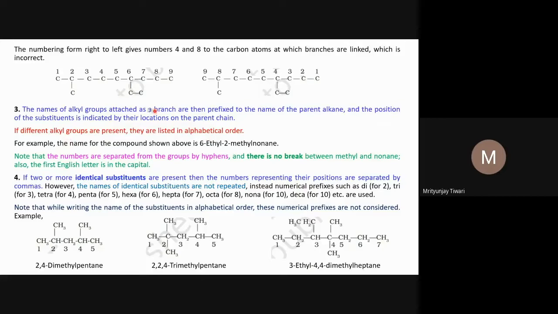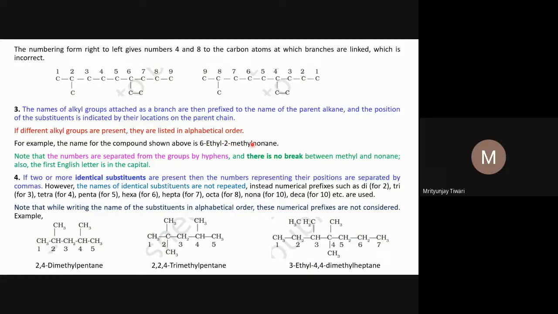So what do we write? If you have to write the IUPAC name of this compound, what will we do? This ethyl group is attached to the sixth carbon atom, and this E will come in the alphabetical order before the methyl. So we'll write 6-ethyl. Then we'll write 2-methyl, because this should also be a prefix. So 2-methyl, its position is the second position, and then the parent name.